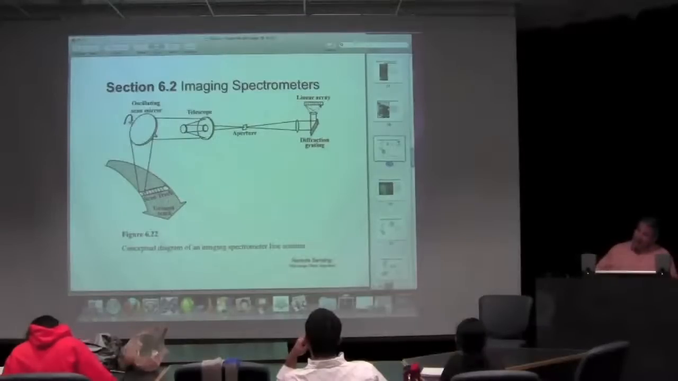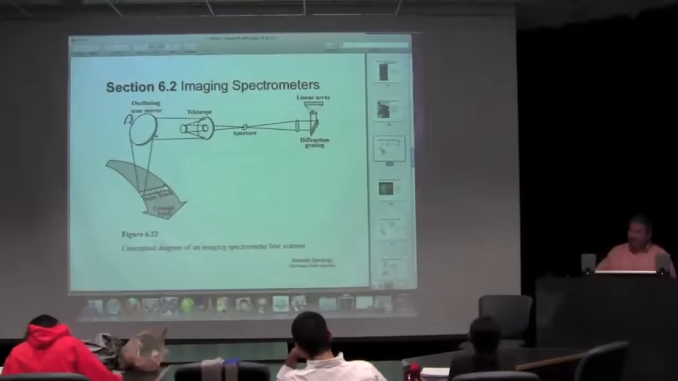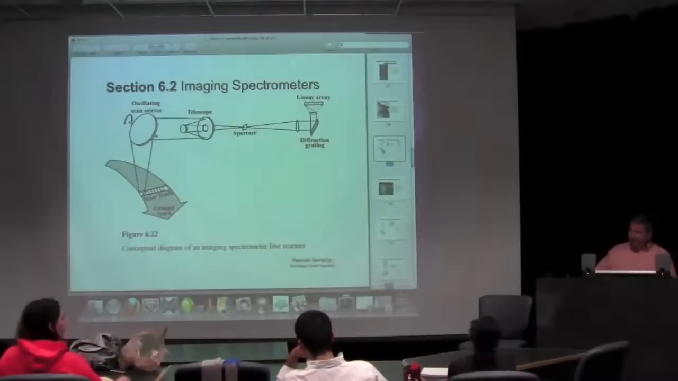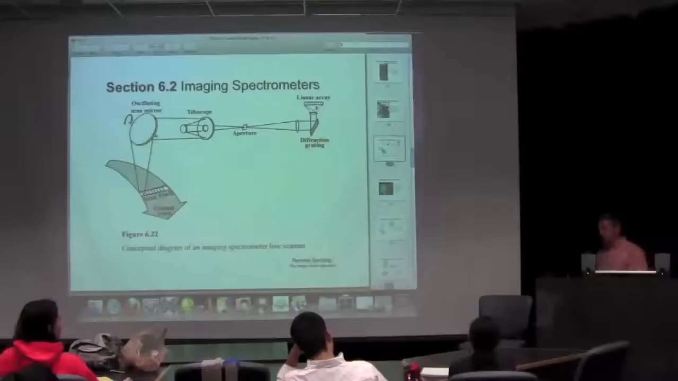So what issues might you run into in a system like this? First of all, think of the relationship between the aperture and your linear array. What do you want to make sure is true in that case? So it's even across the aperture?